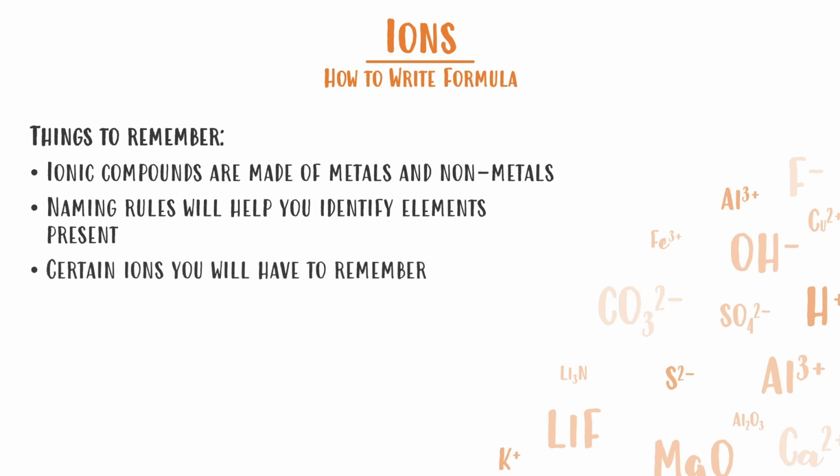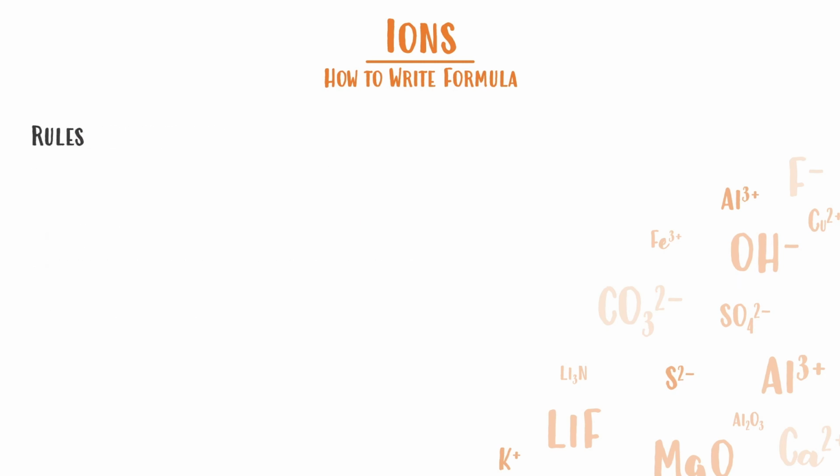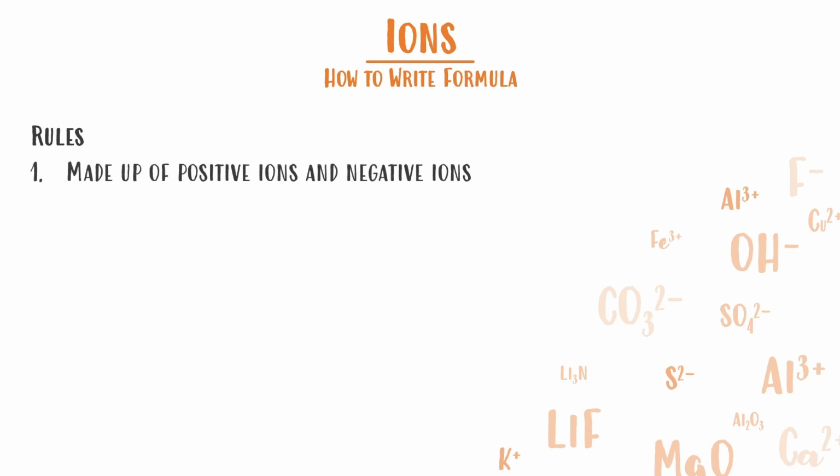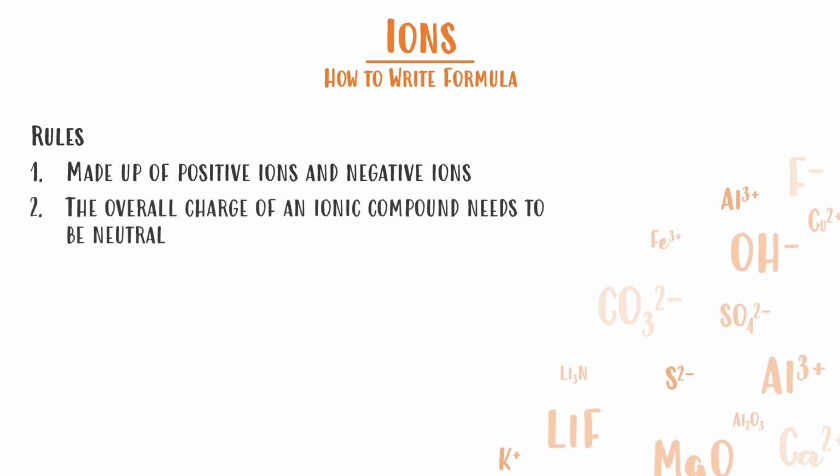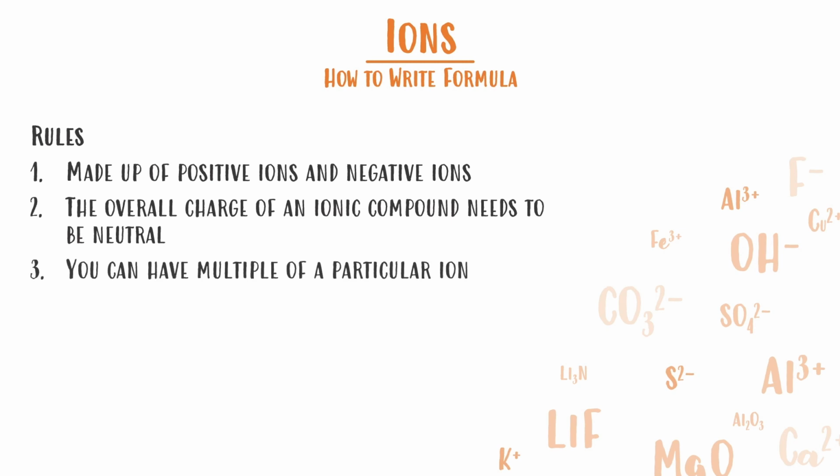Now there'll still be certain ions you are going to have to memorize, and knowing the ionic charge is going to be really beneficial to working out the entire formula. Now here's a few rules. Rule number 1, we always need a positive ion as well as a negative ion, and these form our ionic compounds. The overall charge of an ionic compound will have to be neutral, so have to equal 0. And lastly, you can always have multiple of a particular ion.